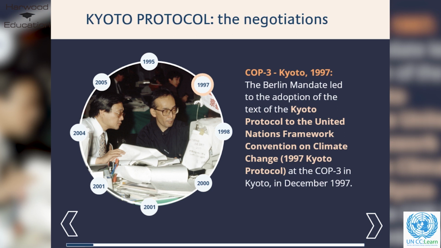1997. COP3, Kyoto, 1997. The Berlin Mandate led to the adoption of the text of the Kyoto Protocol to the United Nations Framework Convention on Climate Change, the 1997 Kyoto Protocol, at the COP3 in Kyoto in December 1997.